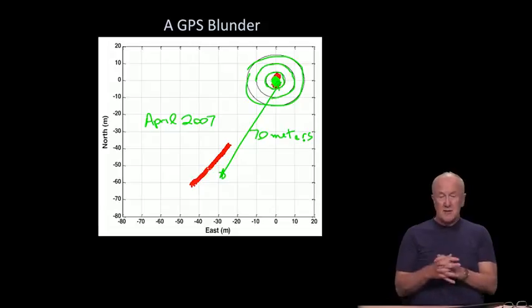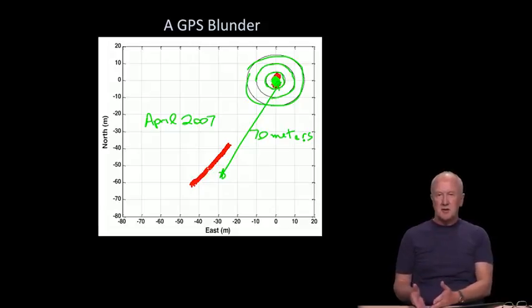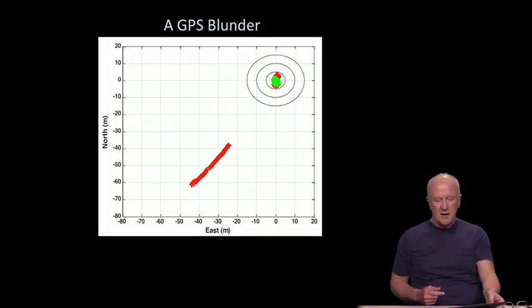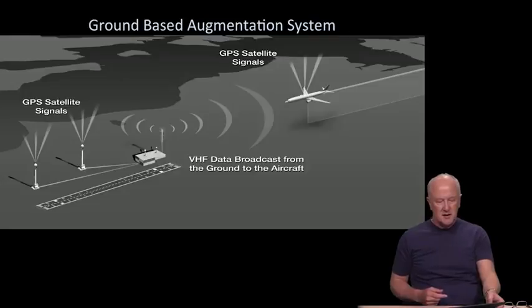If these kind of blunders happened 100 times more frequently, it may not be that we could recover the aviation application for GPS. If it was 100 times more reliable, we wouldn't have to augment GPS in any way. But given that this failure rate is greater than what we can accept for the safety of aviation, we do go ahead and augment GPS. And here's one of the ways we do that.